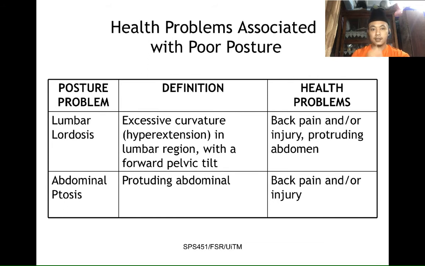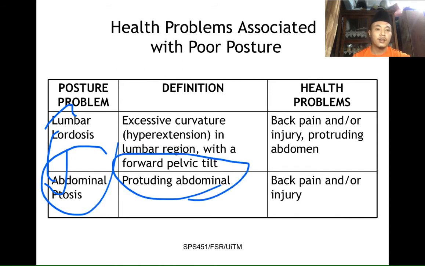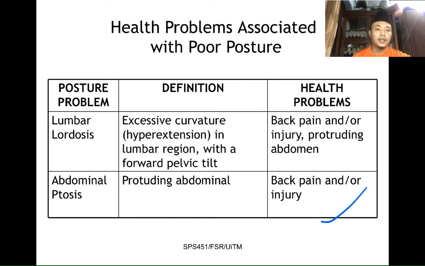Okay, next problem is lumbar lordosis. Definition is excessive curvature, hyperextension in the lumbar region with a forward pelvic tilt. The health problems are back pain or injury, protruding abdomen. Protruding abdomen ni maksud dia abdomen awak ke depan, perut ke depan lah macam tu. Dan dia berkaitan juga dengan abdominal ptosis, which is protruding abdomen, may cause back pain and or injuries.